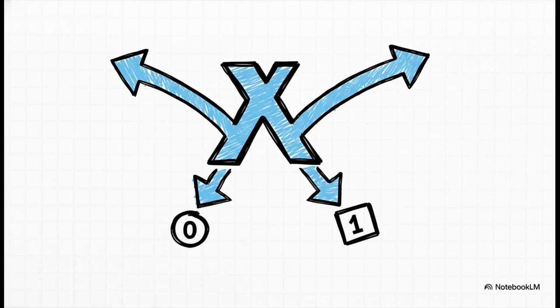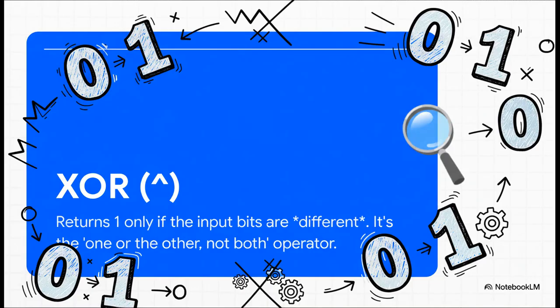All right, now for a really interesting one. XOR. That stands for exclusive OR, and you'll see it as the little caret symbol. So the whole idea here is its exclusivity. XOR is all about checking if the bits are different. If one is a 0 and the other is a 1, you get a 1. But, and this is the important part, if the bits are the same, it doesn't matter if they're both 0s or both 1s, the result is always 0.